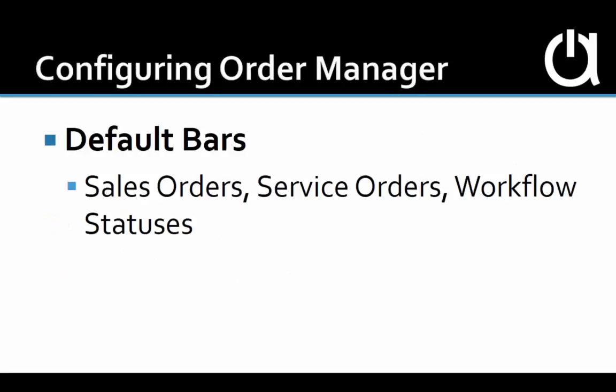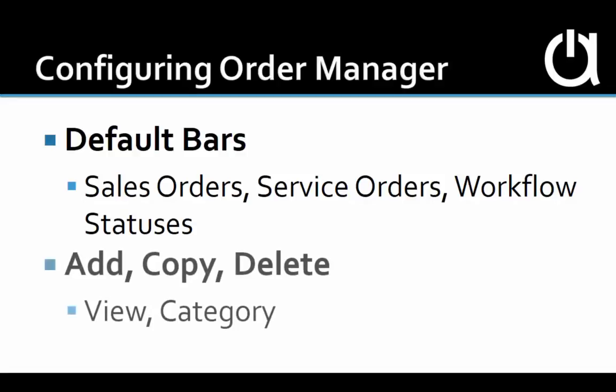By default, the Order Manager window is made up of three default bars. A bar is comprised of buttons and is displayed at the top of the Order Manager. The three default bars are sales orders, service orders, and workflow statuses. When you select a bar, a set of buttons will appear. Clicking on a button will return a certain set of orders based on how the button is configured.